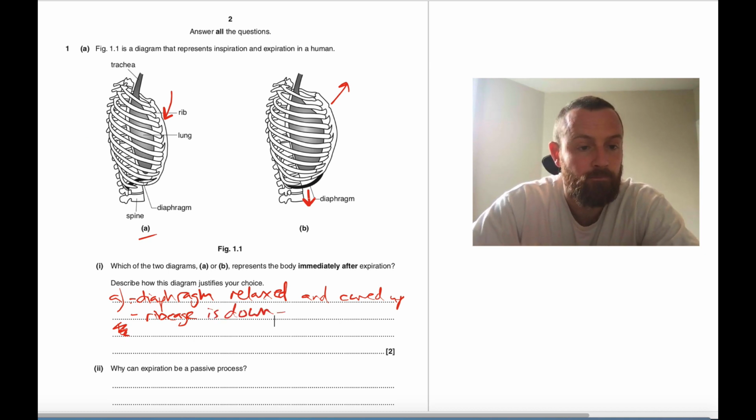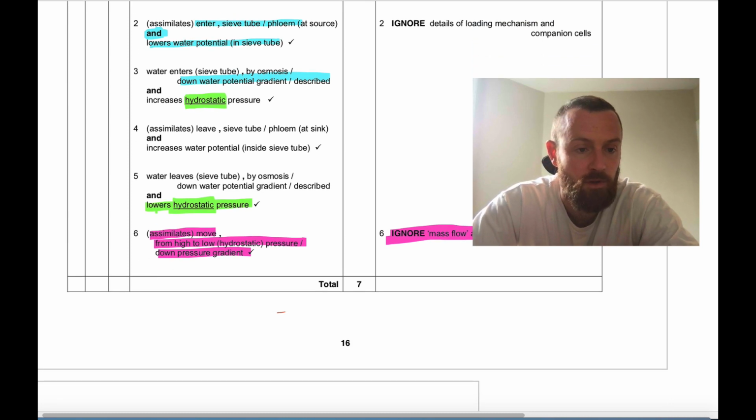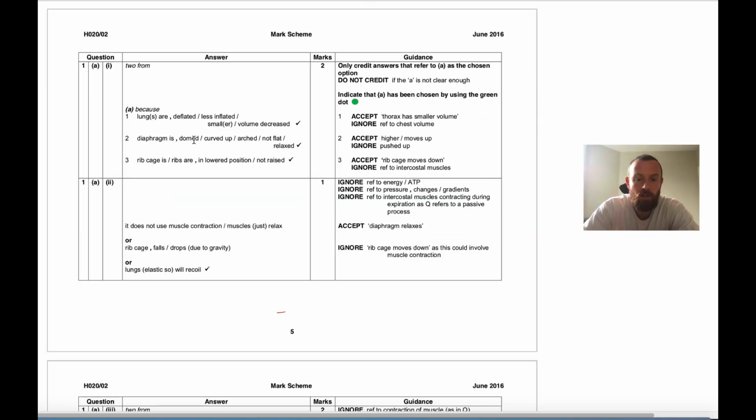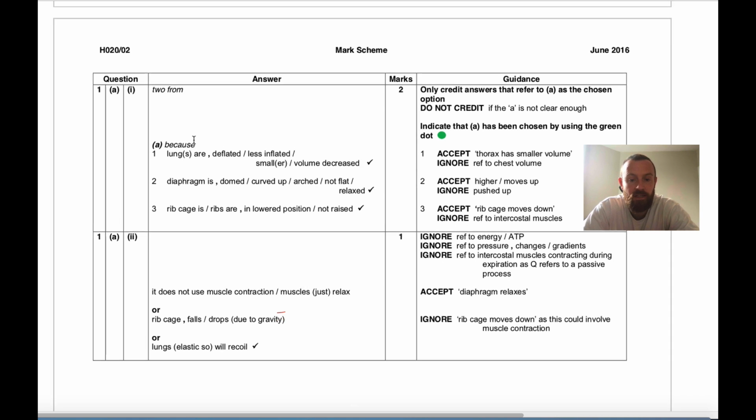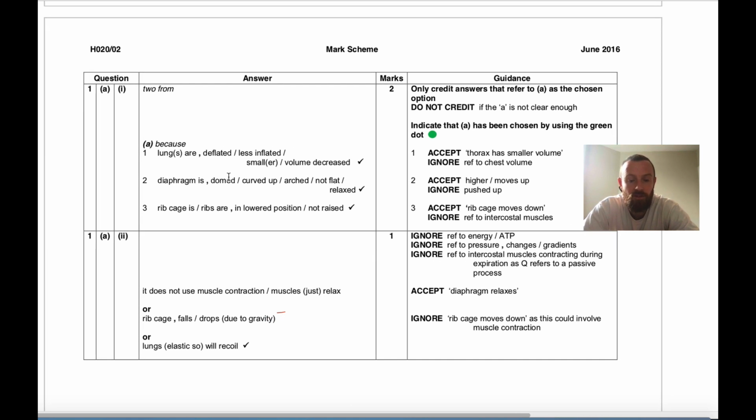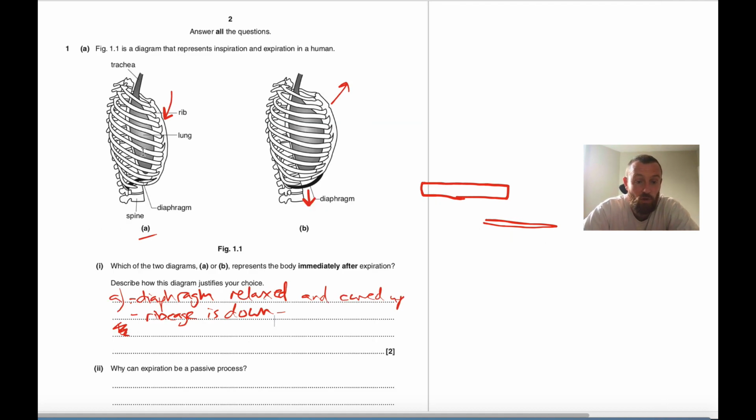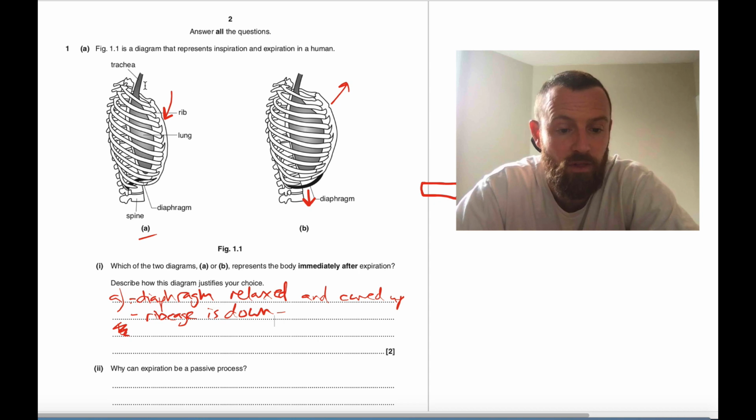Okay, so mark scheme. Here it is. Oops, that's the wrong one. Sorry, this one. Here we go. So here are the different things you could have said. The lungs are deflated or less inflated. The diaphragm is domed or curved up or arched or not flat or is relaxed. Notice it says ignore pushed up here, because pushed implies an active process, and this is relaxed. Also, the rib cage is down or lowered. Talking about intercostal muscles is not awarded. There's not any marks given because you can't really see the position of the external intercostal muscles in this diagram. The muscles are not there.